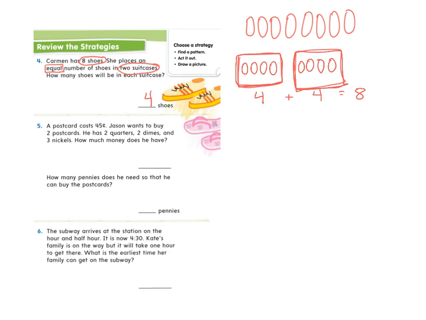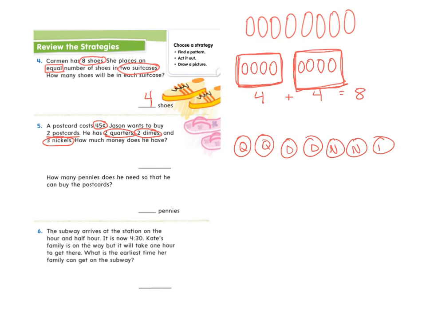Okay. Let's look at number 5. A postcard costs 45 cents. Jason wants to buy 2 postcards. Oh, that's an important piece of information. He has 2 quarters, 2 dimes, and 3 nickels. How much money does he have? Okay. So let's see. So I have 2 quarters. 1, 2. I have 2 dimes. 1, 2. And I have 1, 2, 3 nickels.